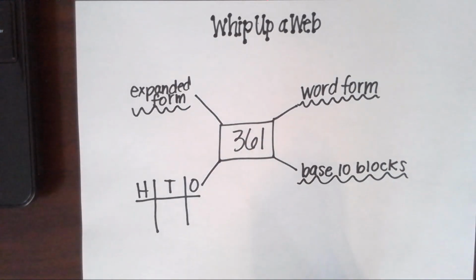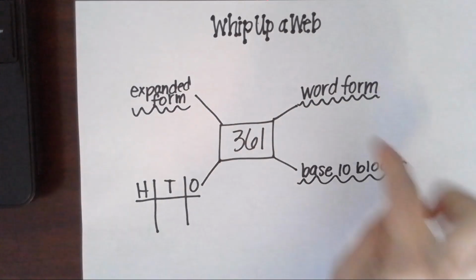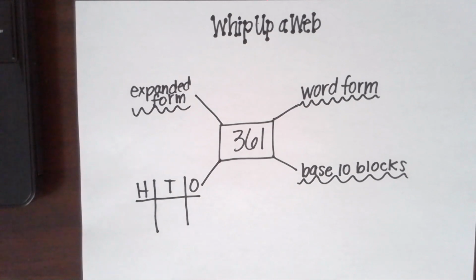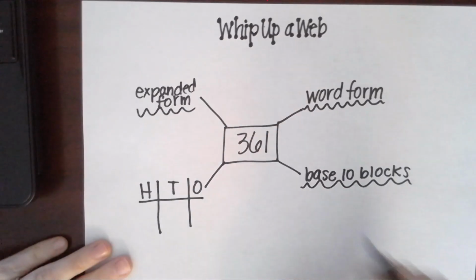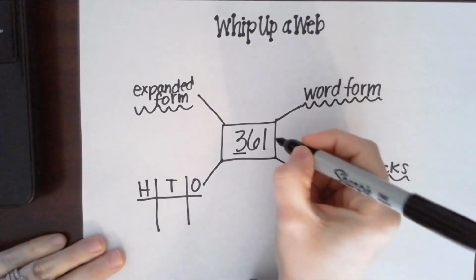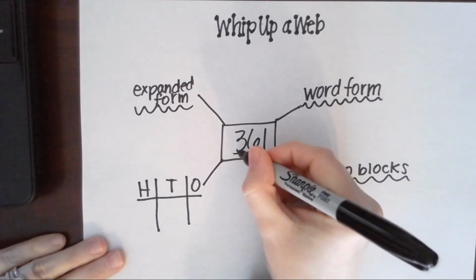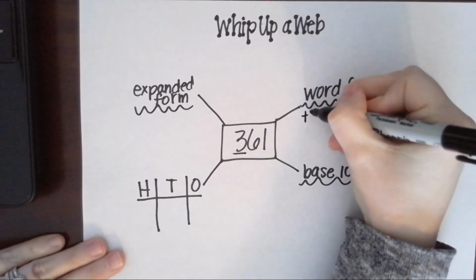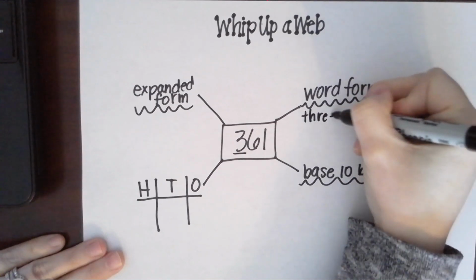Okay, so to show a number different ways, we can show it in word form, base 10 blocks, in a hundreds, tens, and ones table or chart, and then in expanded form. So for word form, remember we say the first number and write that. So I would say 300 and then write 300.